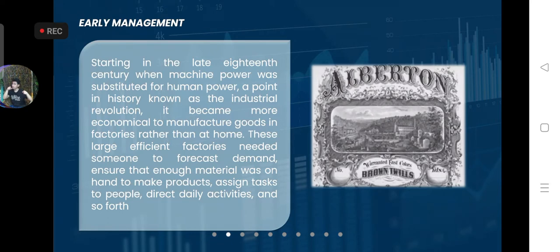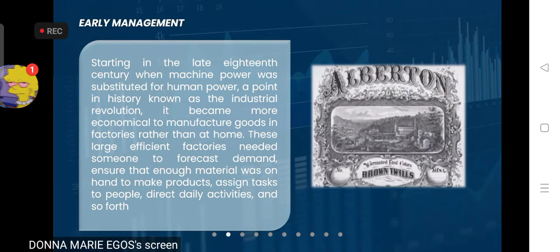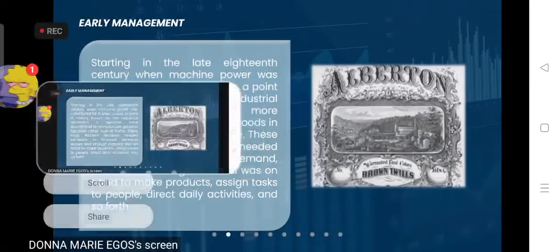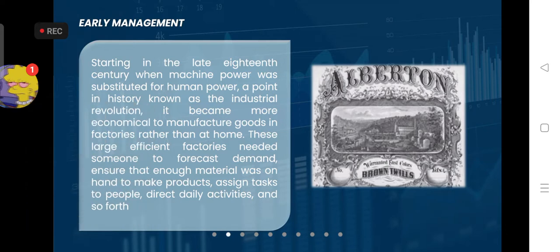So the last one is the Industrial Revolution. In the late 18th century, when machine power was substituted for human power, a point in history known as the Industrial Revolution, it became more economical to manufacture goods in factories rather than at home. Mas tipid o mas paspas mag-produce sa mga goods sa factories.